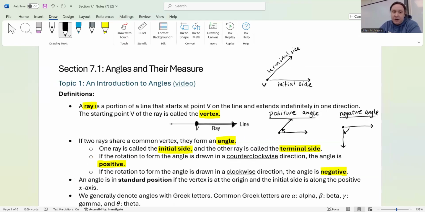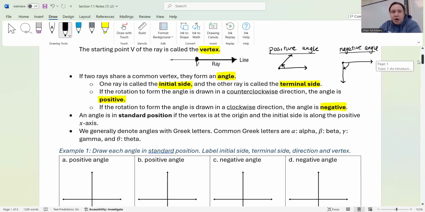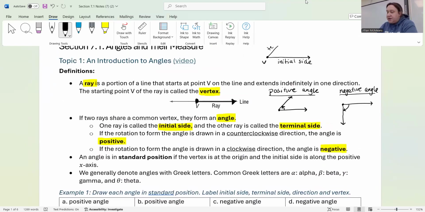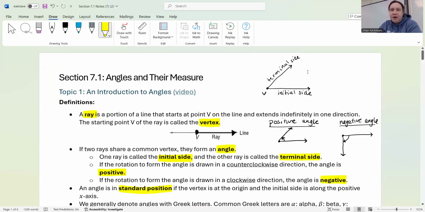standard position, okay? Whoops, I went too far. All right, so next up we have this idea of standard position, okay? So an angle is in standard position if the vertex is at the origin and the initial side is along the positive x-axis. Well, what in the world do we mean by that, okay? So let's come back up here and I'm going to show you. I'm going to erase this ray right here really quick so that I have some more room.